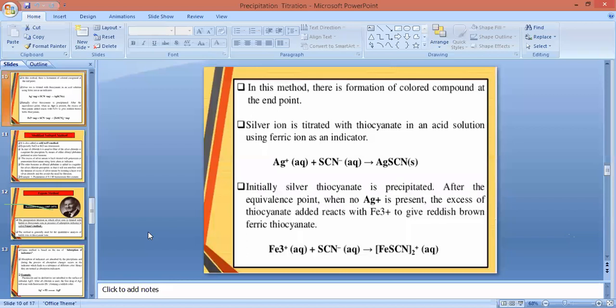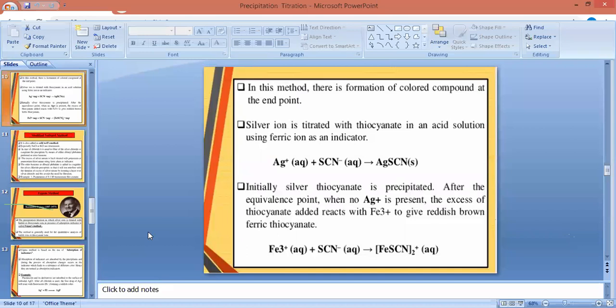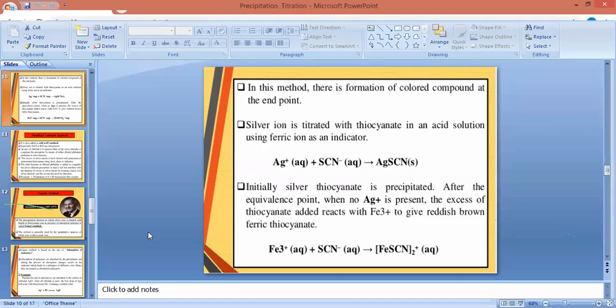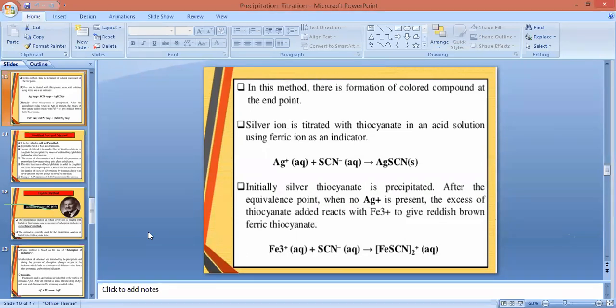So silver ion is titrated with thiocyanate ion in acidic solution using ferric ion as an indicator. Firstly, in case of Volhard's method of analysis, the content in the burette will be a standard solution of ammonium thiocyanate, and the content in the conical flask will be the analyte, that is halide. Next, we are going to add water in order to make the solution aqueous. Next, we are going to add an excess amount of the second precipitating reagent, that is silver nitrate. And lastly, we are going to add the indicator.